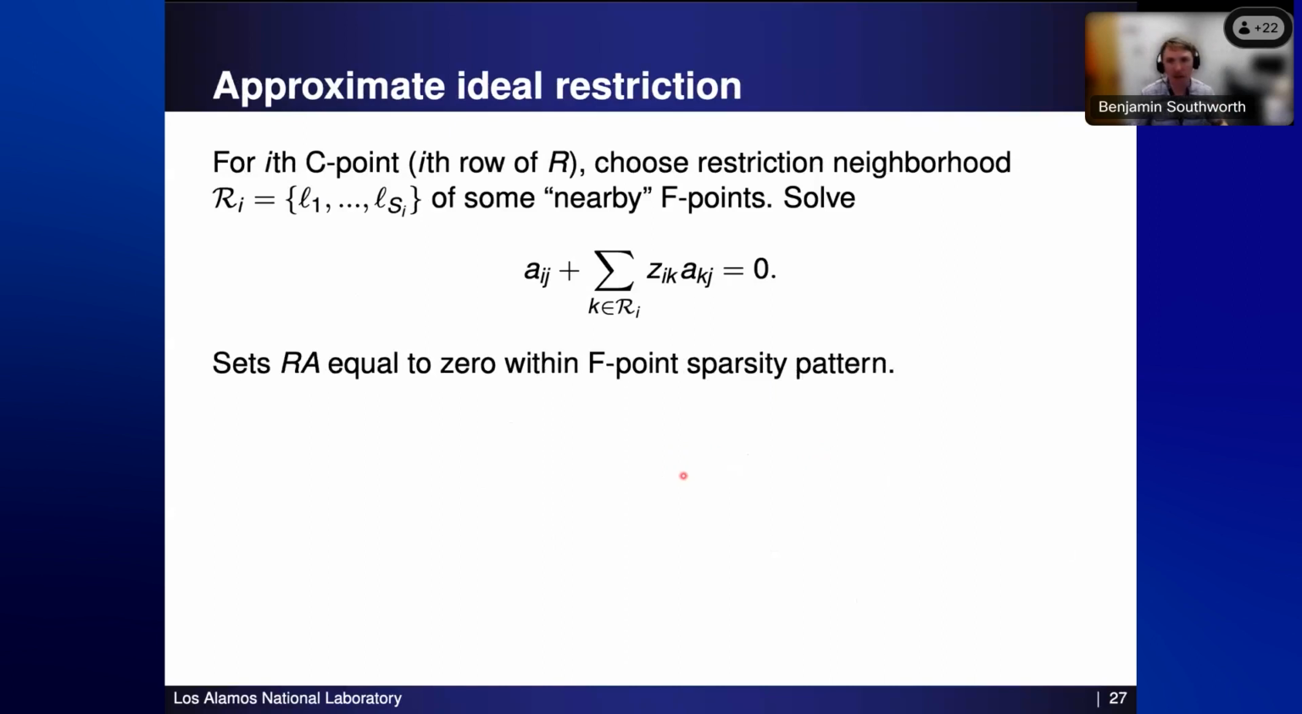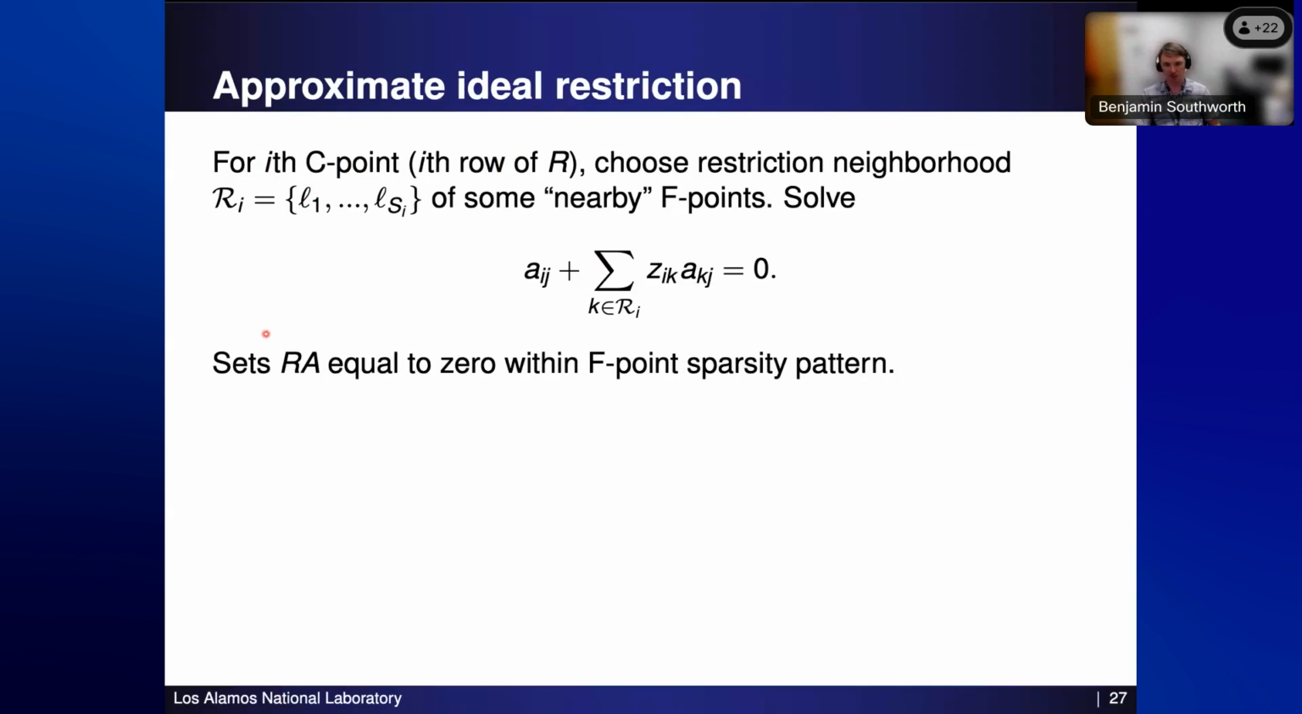And so what we developed is what we call approximate ideal restriction. And if you're into the original classical AMG sum-based formulation of transfer operators, each row of R is going to correspond to a C point in the domain. So that's the C point. We pick strong F points, so all the F points that are strongly connected to the C point, and we solve this basic equation right here.